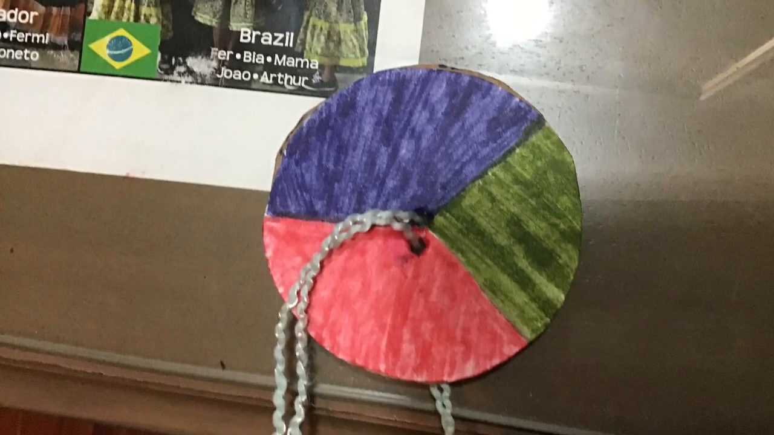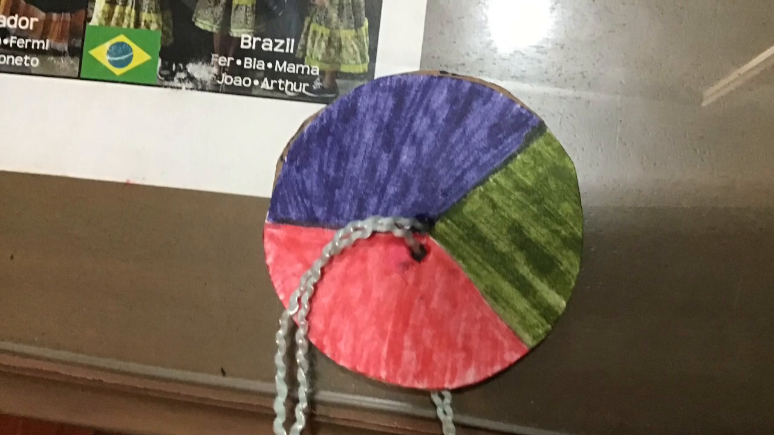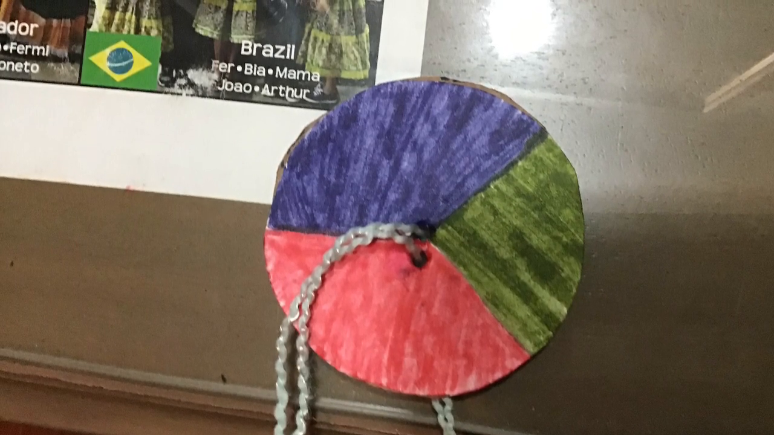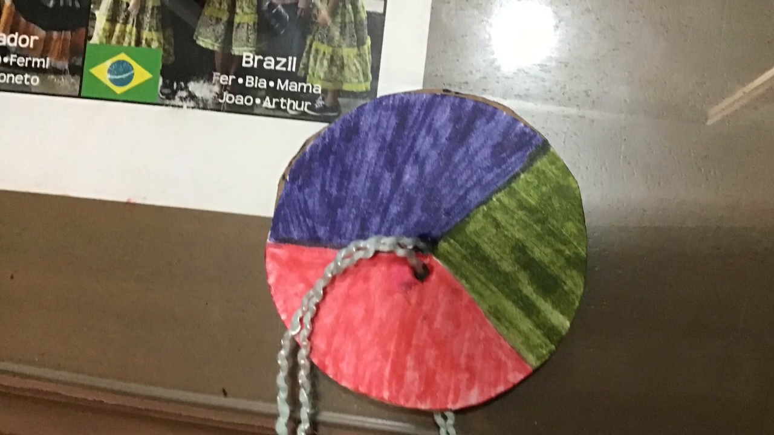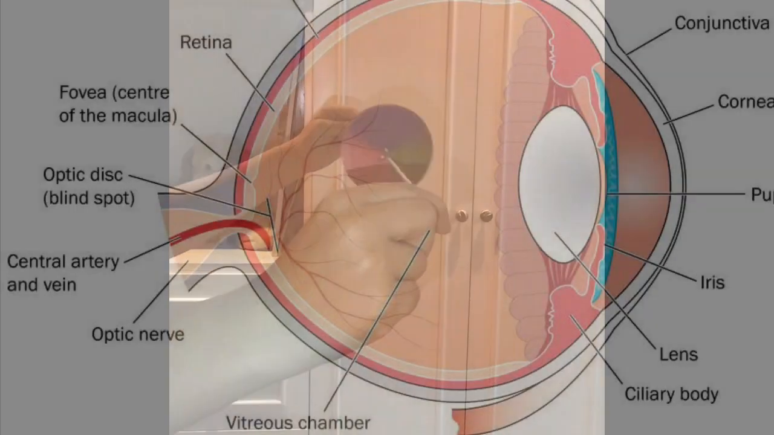So first, cut out a circle out of a paper plate and the same circle with a carton. Then create 3 lines on the circle and paint the spaces with red, green, and blue, the primary colors. After that, make 2 holes in the circle, grab some string and pass the string through the circle, and then turn the circle around until white light is formed.